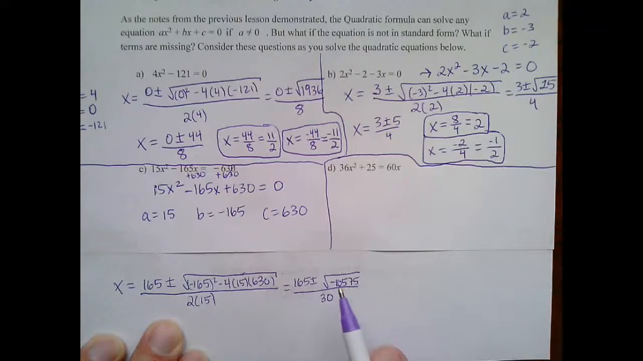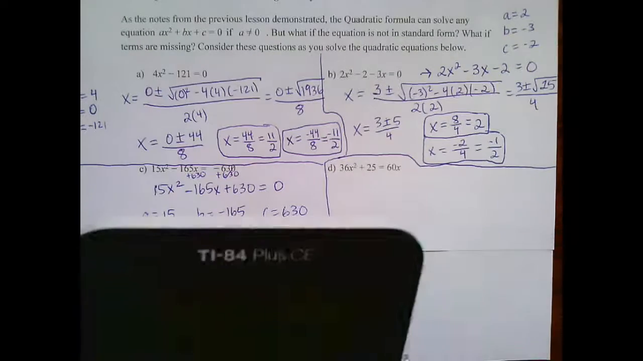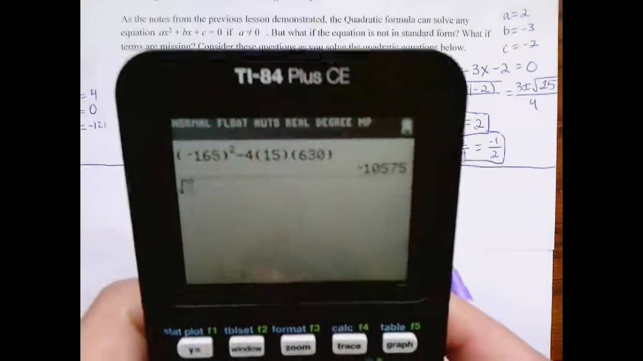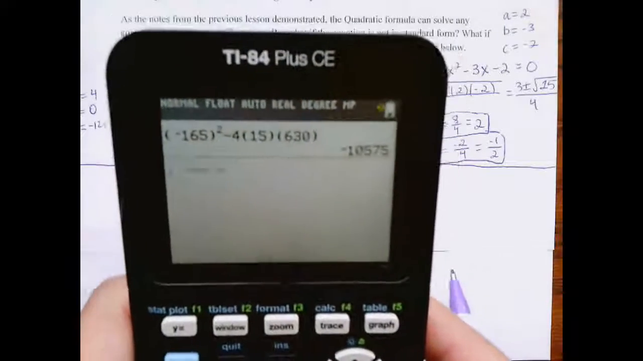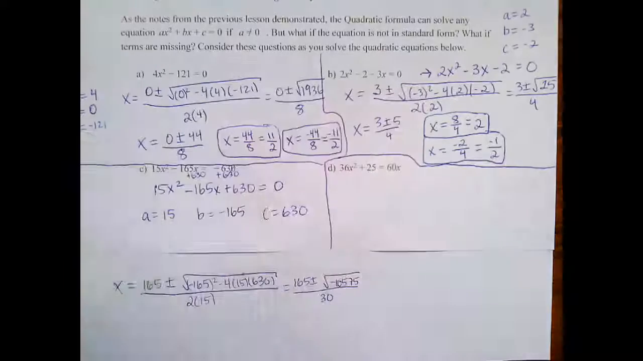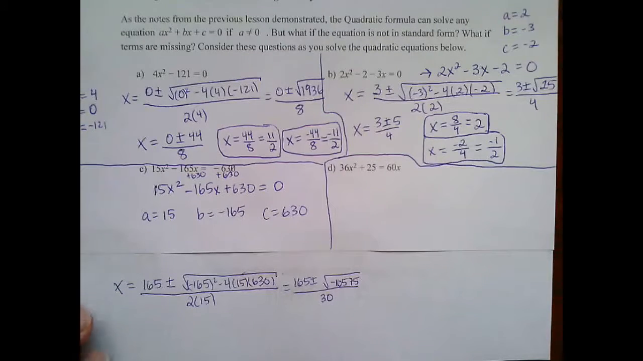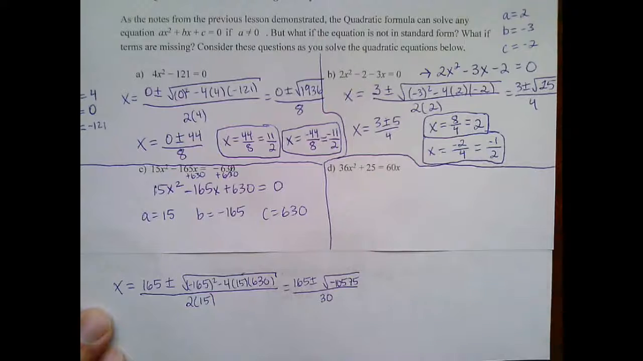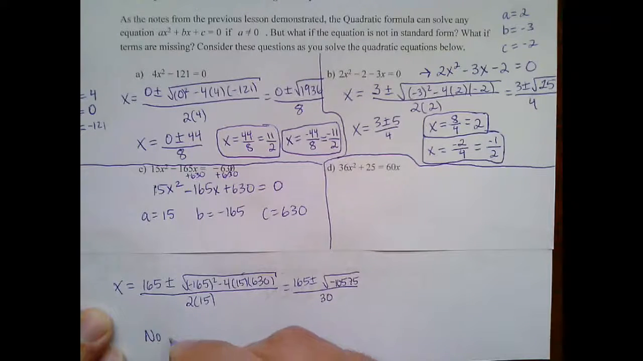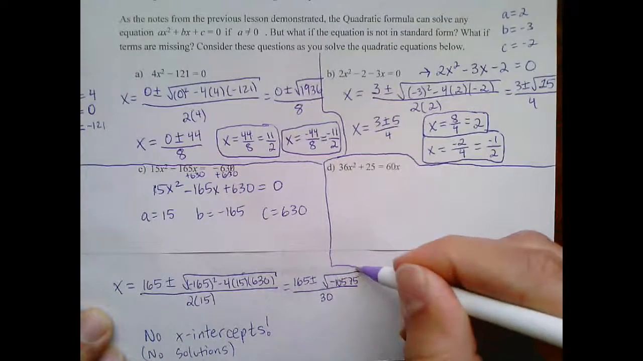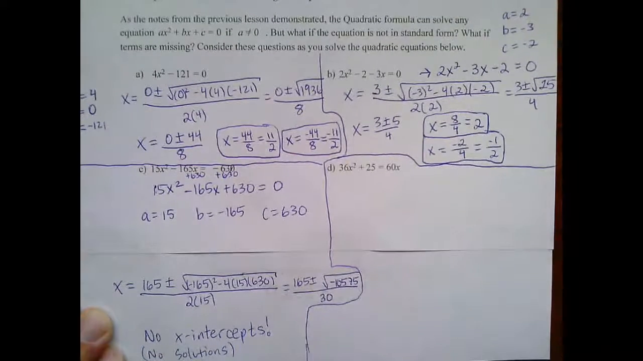But now what is the square root of negative 10,575? If you try to go into the calculator and take the square root of negative 10,575, it's going to tell you a non-real answer. Why is it a non-real answer? Well, you can't take the square root of negative numbers. So what does that mean about the solutions? You can say that there are no solutions. What are solutions? Well, they're x-intercepts. So in this case, there are no x-intercepts, which indirectly means there are no solutions to this equation. This parabola is not going to hit the x-axis. So that one will be considered done.